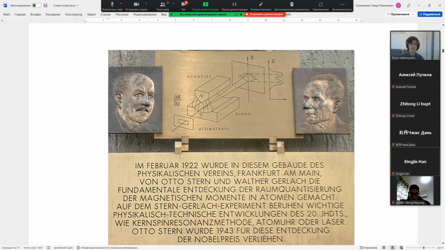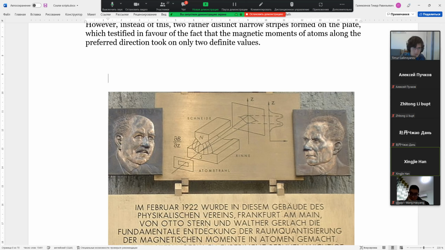So they put a beam of silver atoms through a magnetic field, and these atoms deflect from the straight path depending on the projection of their angular momentum, the magnetic moment, on the z-axis. If they had been classical particles, you would expect one simple peak, because there is the maximum amount of particles with some projection of the angular momentum on the z-axis.